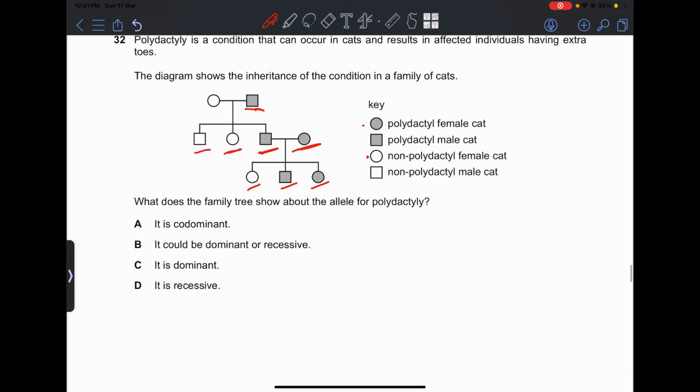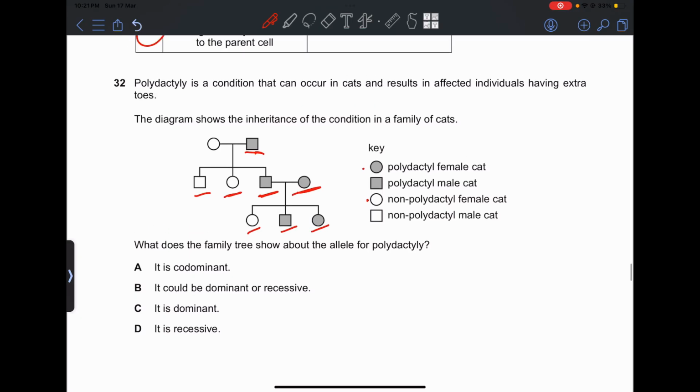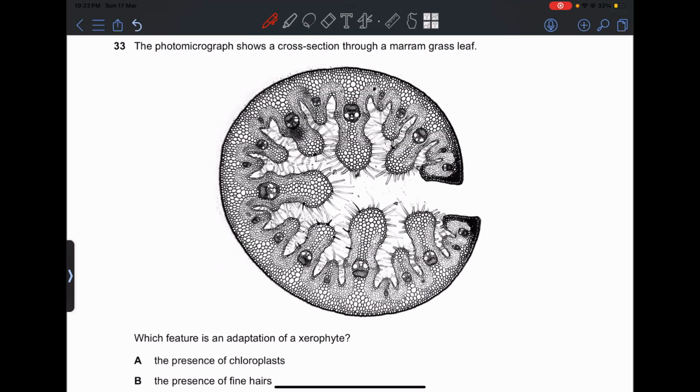So if one of the parents has the condition, there's a 50% chance that the next child is going to have it or not. So this indicates that this is a dominant disease. So our answer is going to be C.